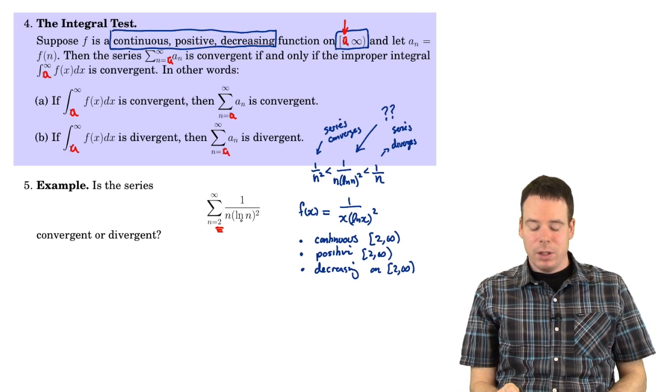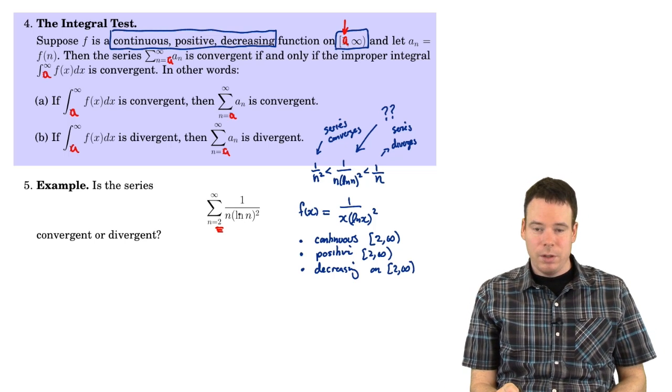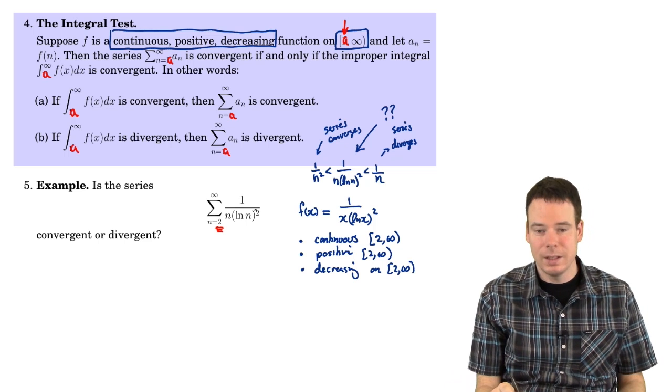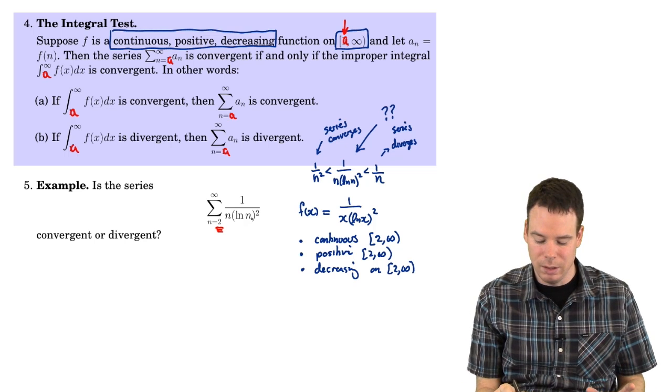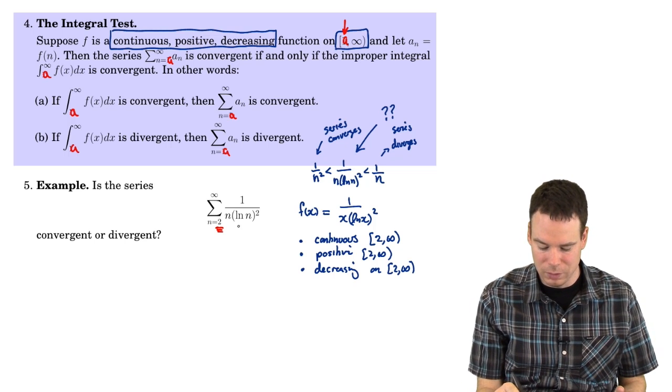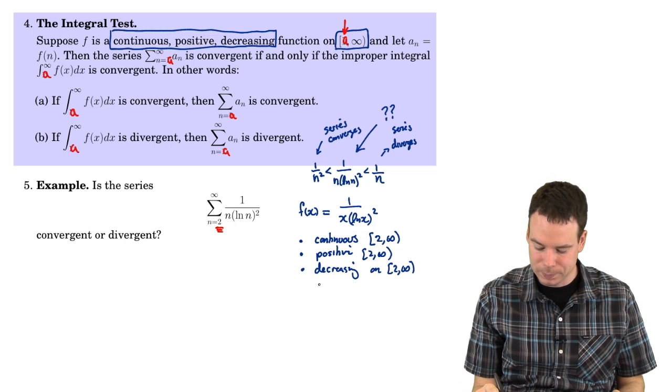Well, as n gets bigger and bigger, the denominator is getting bigger and bigger, so the reciprocal is getting smaller and smaller, so it should be a decreasing function. Now, in this case, it might be relatively straightforward to see, just by looking at it, that it's decreasing. How would you do this in general if it's a little bit more complicated of an expression?